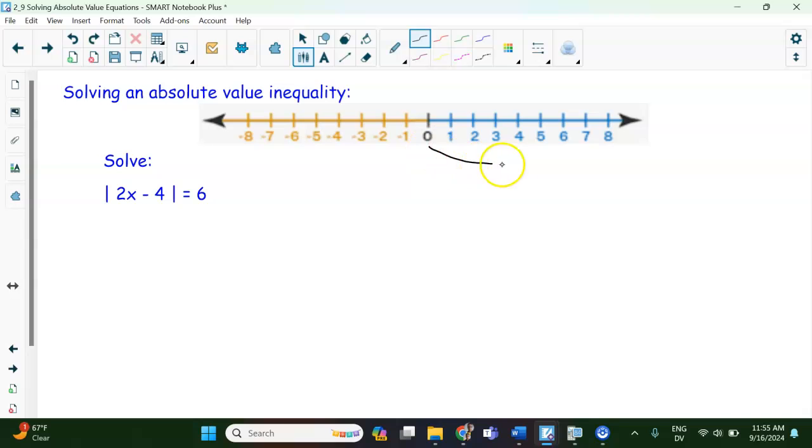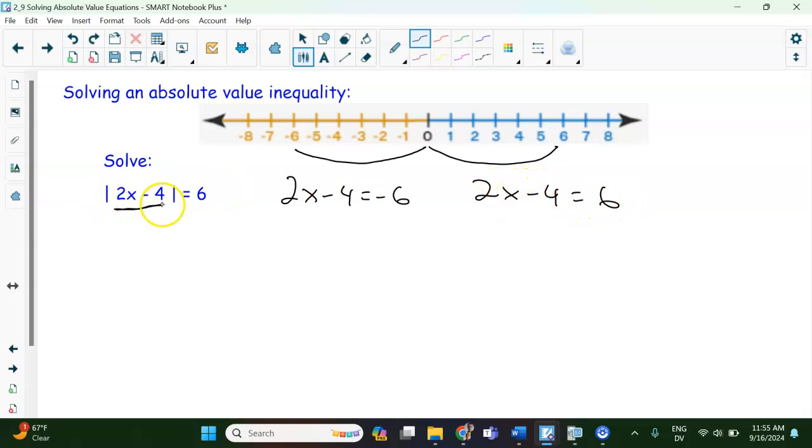All right, so we want to be 6 away from 0. So that's either 6 or -6, right? And so then this expression again can either be 6 or -6. So we take 2x minus 4 and say it could be equal to -6, or we could say it could be equal to +6. So we keep this part exactly the same and then just do plus or minus 6.